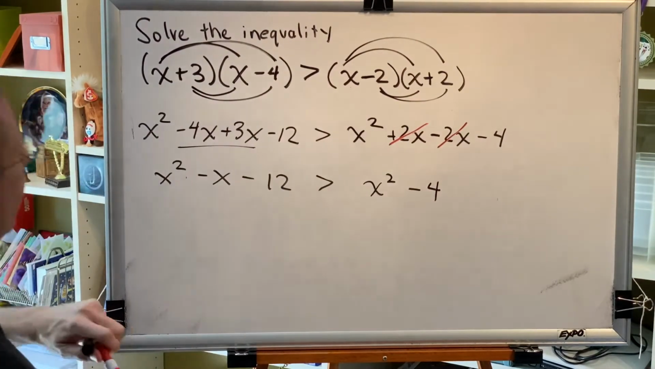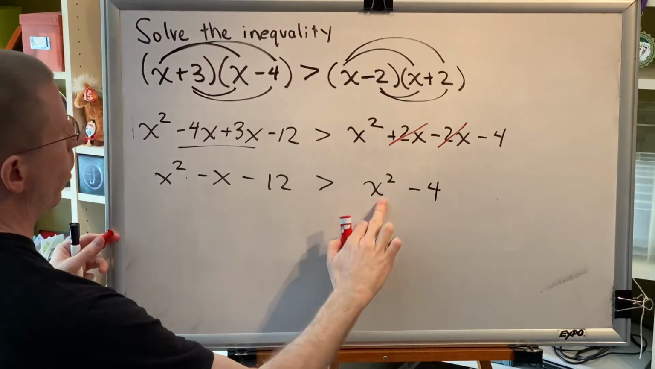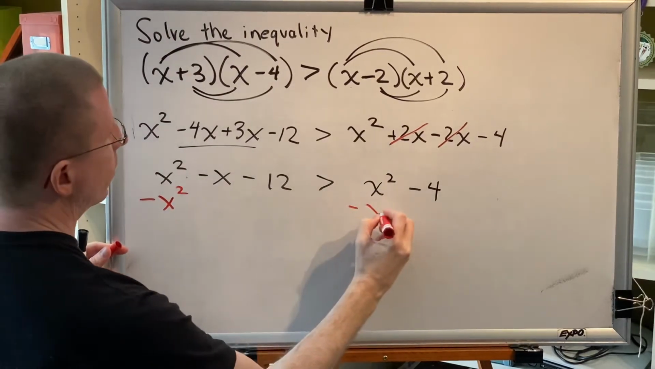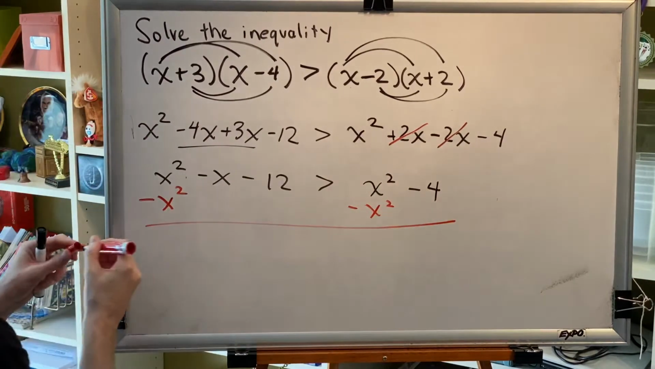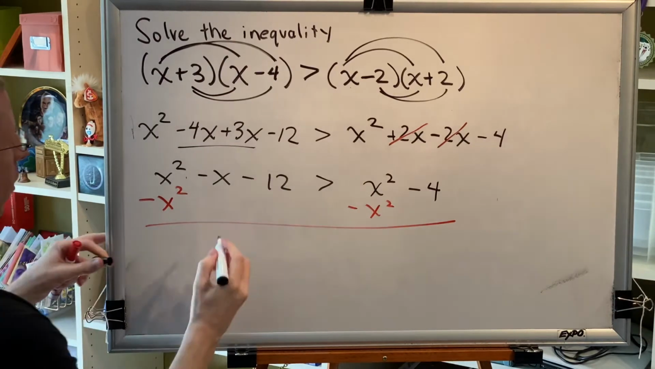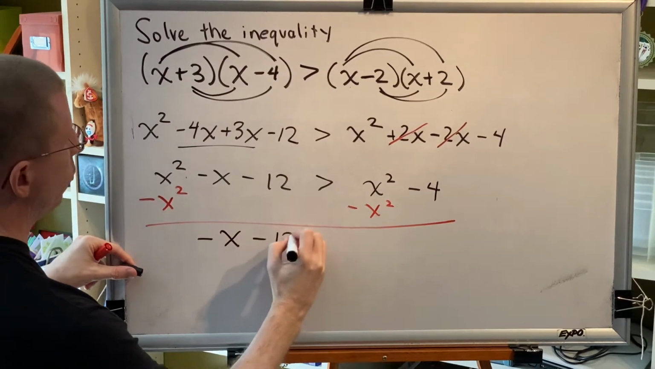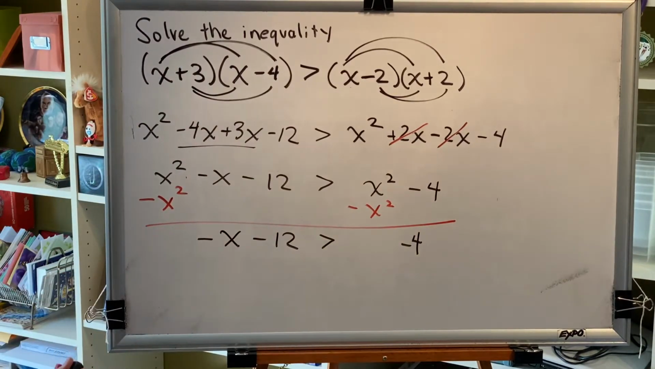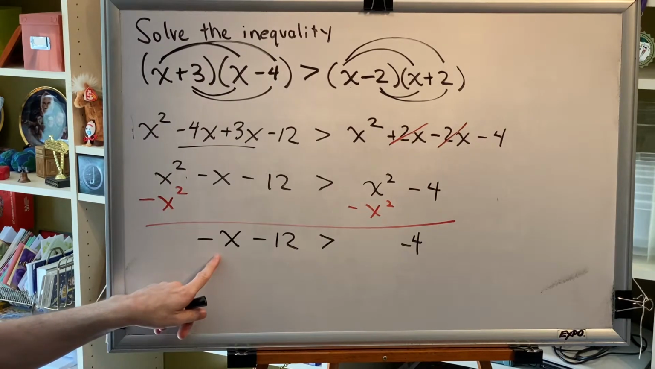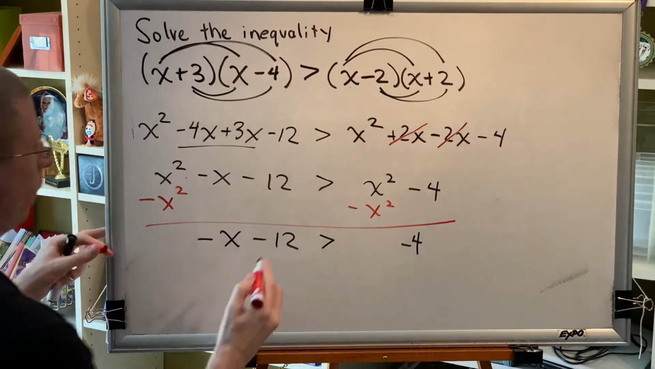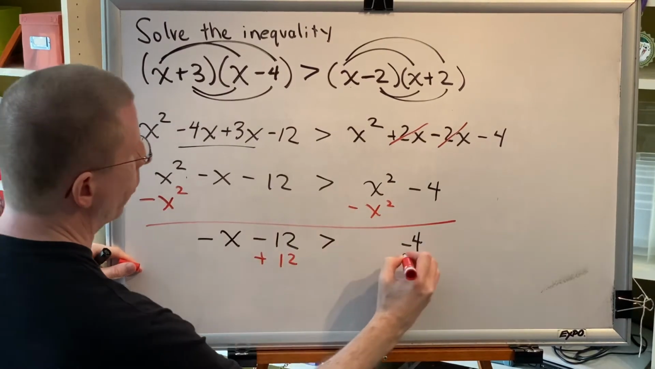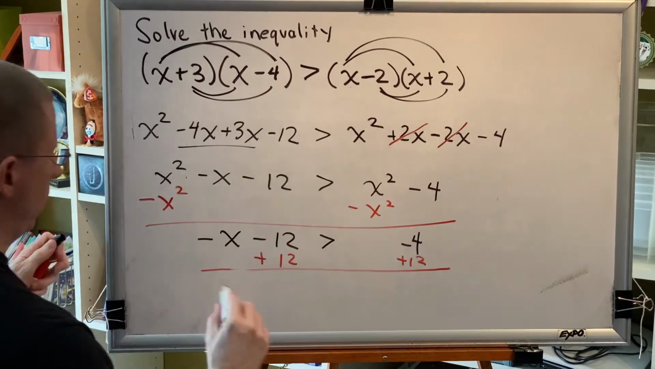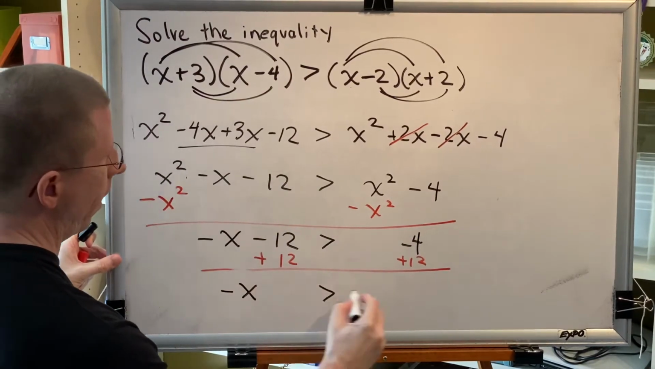Next strategy. We want to try and solve for x. I noticed that both sides of my inequality statement have an x squared. So if I were to subtract x squared on both sides, then both of those terms would be eliminated, which makes my problem simpler. Then I have negative x minus 12 is greater than negative 4. Now I want to try and get this term alone. So I'll get rid of the subtract 12 by adding 12 on both sides. And then I have negative x greater than 8.